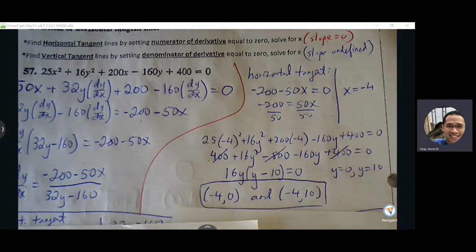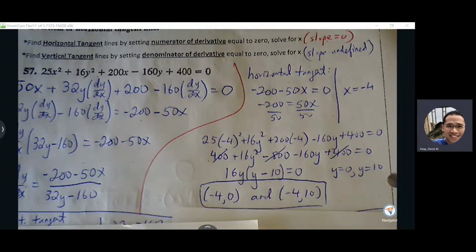Solve for y. I can factor out the 16y from my remaining two y terms. 16y gets factored out, and I'm left with y minus 10. So I set the 16y equal to 0, and I get 0. Set the y minus 10 equal to 0, and I get 10. So we have two different y values with the same x.